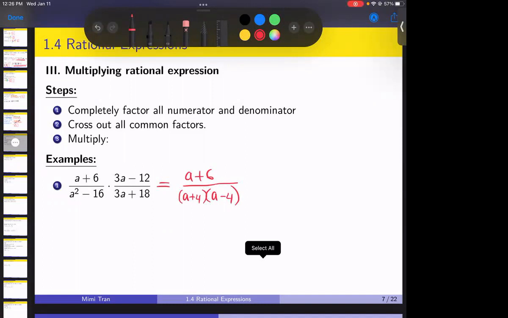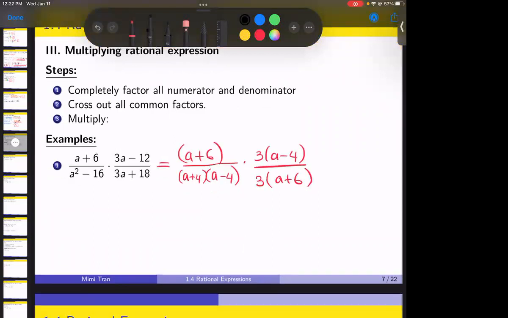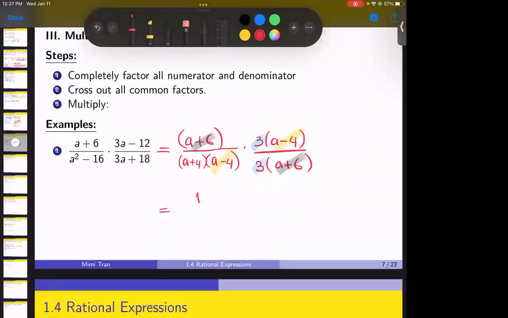What about 3a minus 12? The bottom? You put the parentheses around a plus 6 if you like. Now you can cancel. So a plus 6 gone. A minus 4, 3 and 3. And that's it. And that's it, right? So at the end we have, yeah.